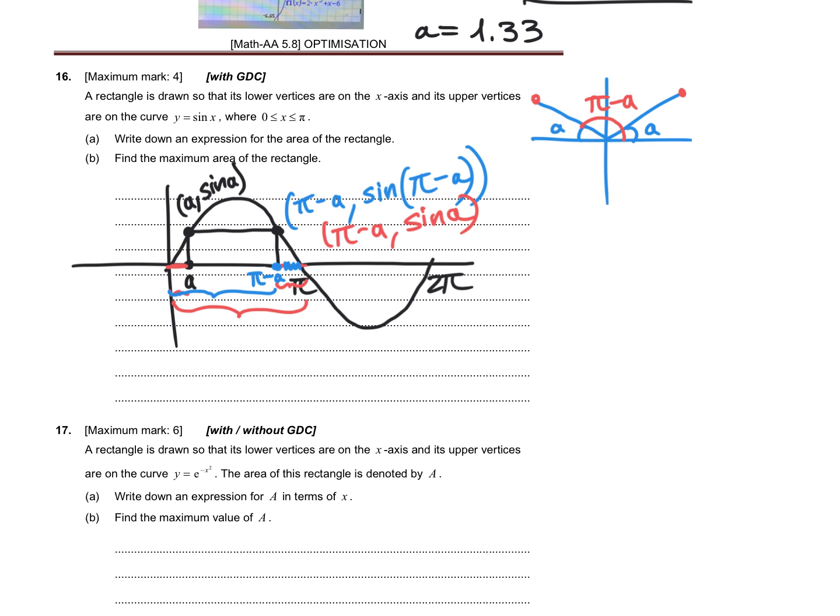So the area of this rectangle is going to be, so if we want, now in green, if we want this distance, that's pi minus 2A, because we don't want this A and we don't want that A. And the height here is going to be sine A. That is the area of the rectangle. Find the maximum. 4 marks.